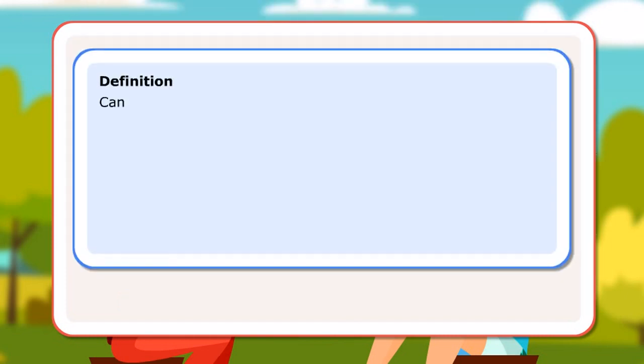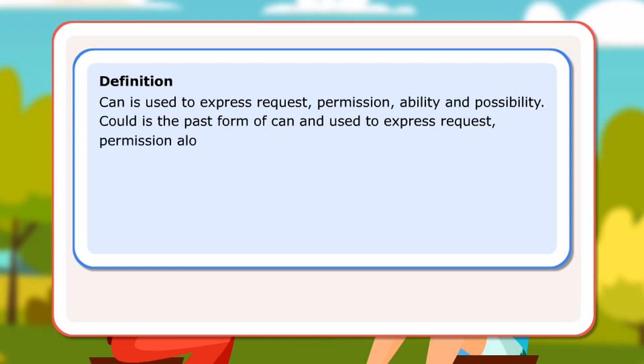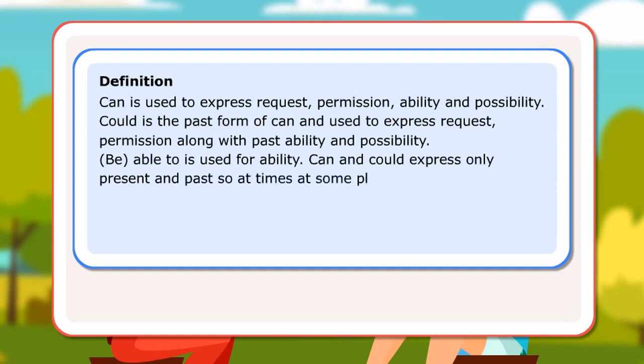Definition: can is used to express request, permission, ability, and possibility. Could is the past form of can and is used to express request, permission, along with past ability and possibility. Be able to is used for ability. Can and could express only present and past, so at times, be able to is used.